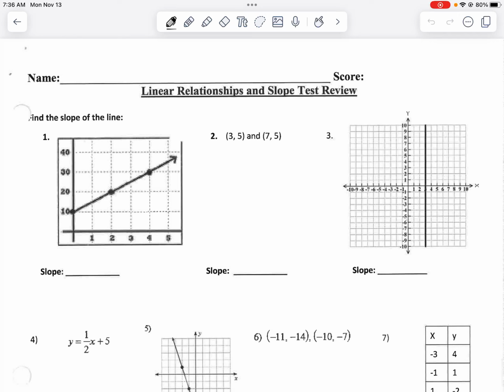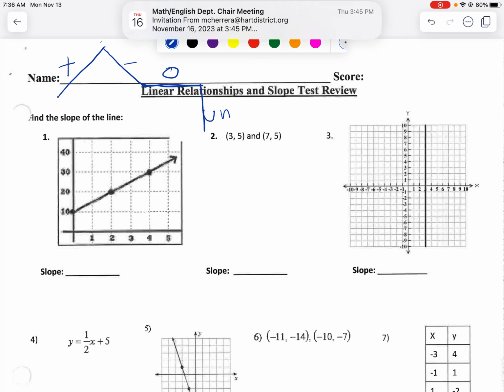Here is the review. We're going to be finding slope. I want you to remember that when we're doing slope, this direction is positive, this direction is negative. If I have a horizontal line, it's 0. If I go down like this, it's undefined.